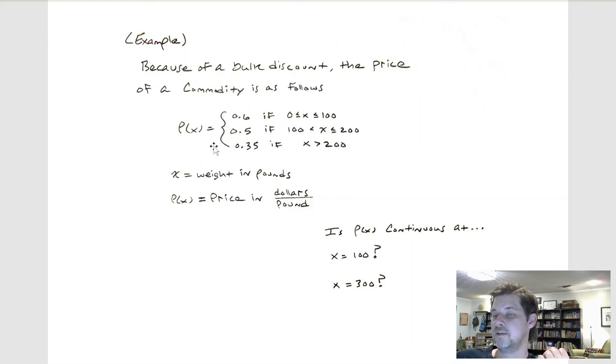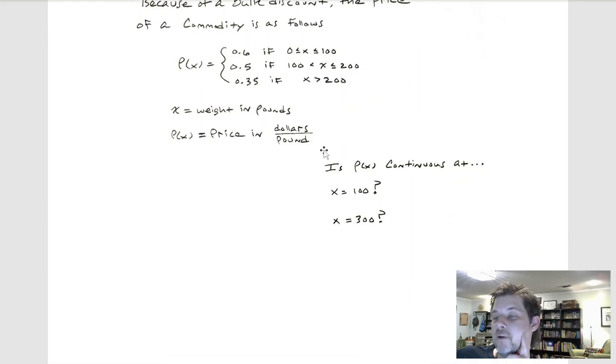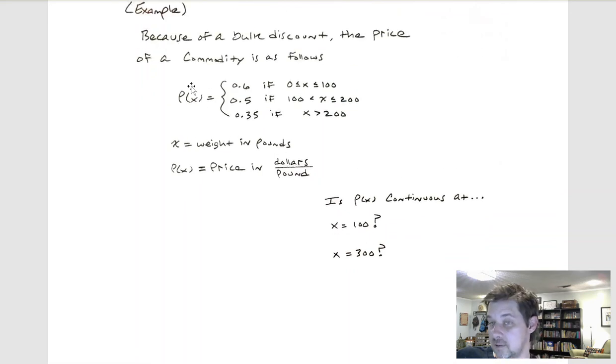The price in dollars per pound, given that x is the weight you buy in pounds, is 60 cents a pound up to 100 pounds, 50 cents per pound more than 100 up to 200 pounds, and 35 cents a pound if you buy more than 200 pounds. Okay. Now I ask about that, if you could consider this to be a function or a graph or whatever. This is just something that determines how much we're paying per pound for some commodity, but would it be continuous at the point where x is 100? Would it be continuous at the point where x is 300?